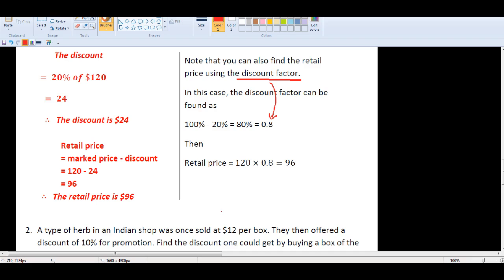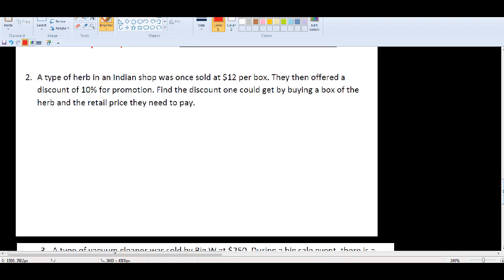So without going through the amount of discount, that's the way you can go directly from the marked price to the retail price. And of course, you can find the discount if you want by using the marked price take away the new retail price, which is 24. So you can get everything by the new method, by going directly to find the retail price first and then going back to find the discount, right?